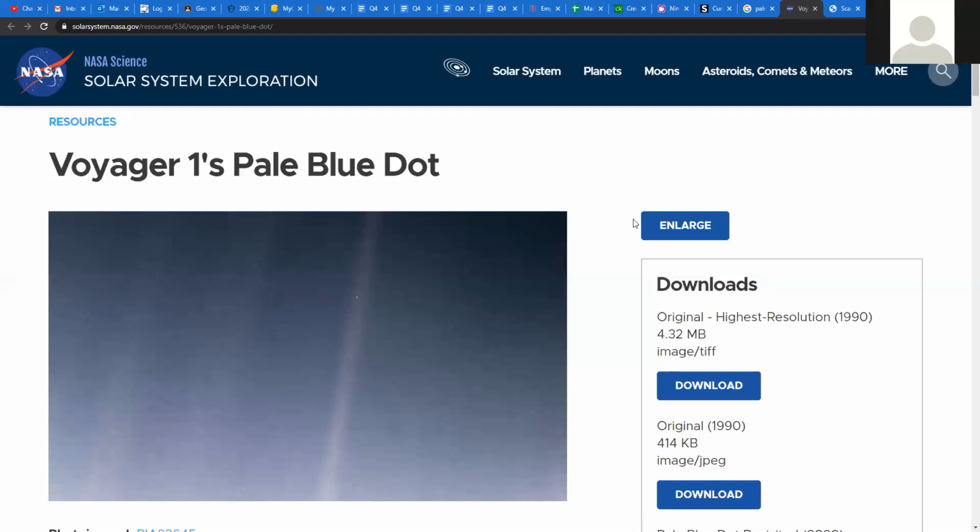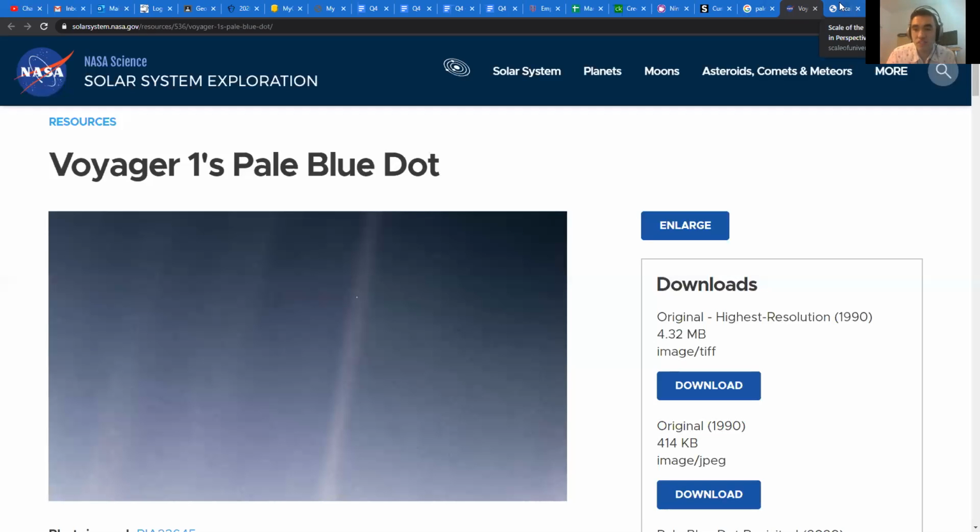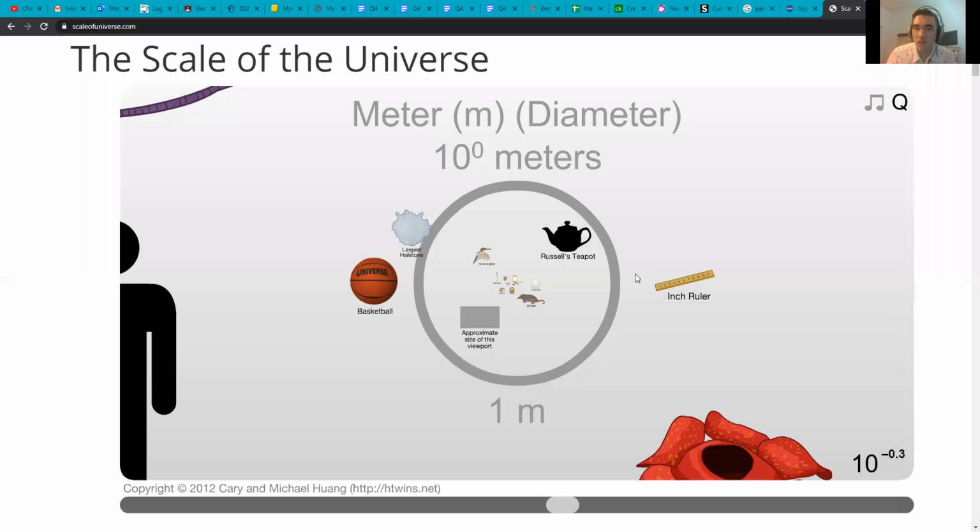From how far? Really? That is the correct question. That is the next question you should ask. You should ask from how far. This picture was taken from Saturn. Now, the way that we got a camera all the way out there was we have this wild satellite called Voyager. And so now I believe I'm sharing the scale of the universe, which is a thing that I like to use a lot. You guys see that?